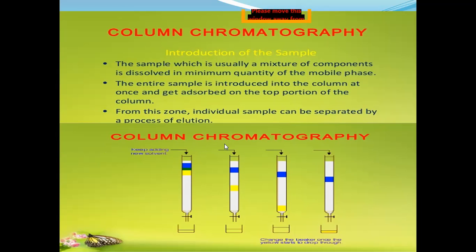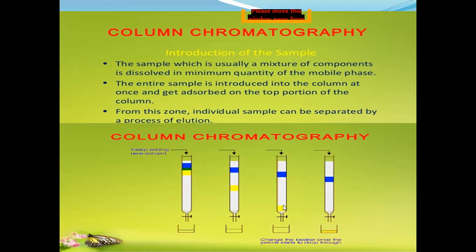After this, in the second step we introduce the mobile phase. This mobile phase facilitates easy or faster separation. This yellow color component has less affinity toward the stationary phase, and the component which has less affinity toward the stationary phase obviously will have more affinity toward the mobile phase. So at that time, with the mobile phase, this yellow colored component travels more distance. This is the first step after introducing the mobile phase.